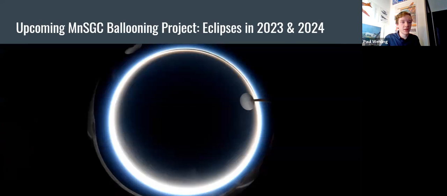One last thing here, an upcoming project for us is that there are going to be eclipses coming in 2023 and 2024. And the Space Grant is intending to do a lot of ballooning for that and send up balloons into the shadow of that eclipse and take pretty cool data from it. And that's a nationwide experience with lots of other states' space grants.